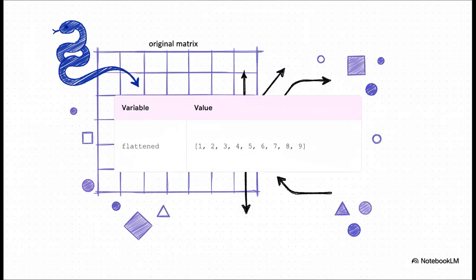And the result is exactly what we wanted, a simple one-dimensional list that has all the numbers from the original matrix. I'm telling you, this is an incredibly common and useful pattern, especially if you get into any kind of data processing or scientific computing.